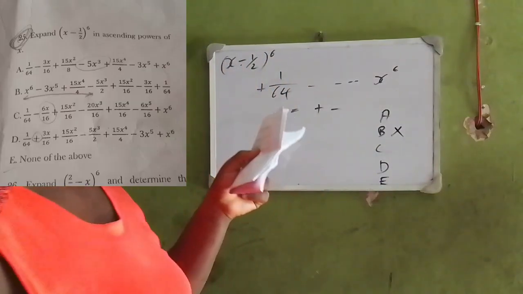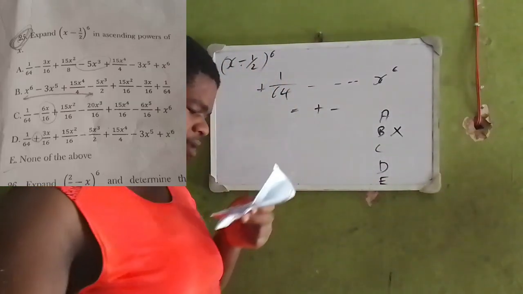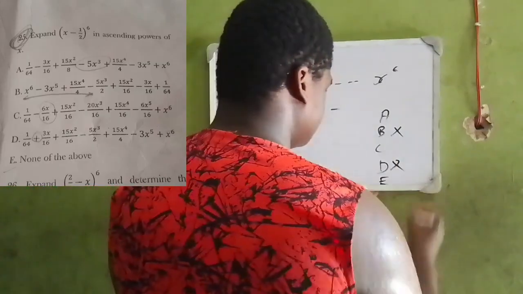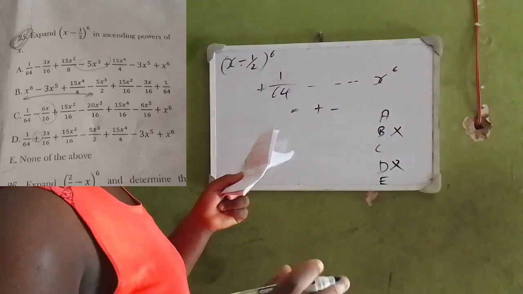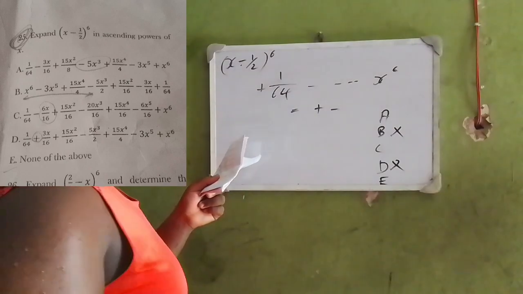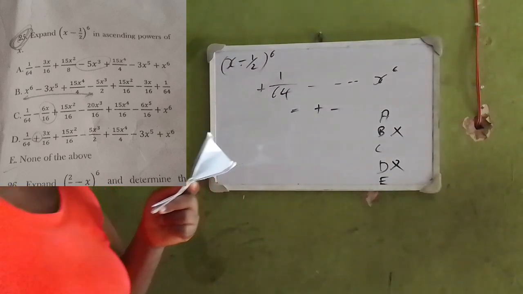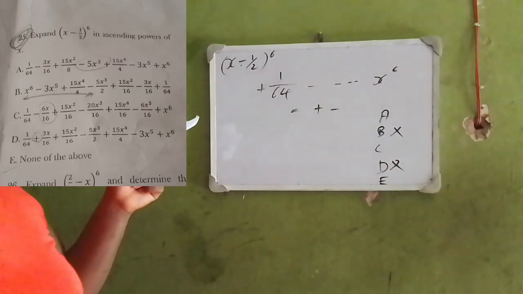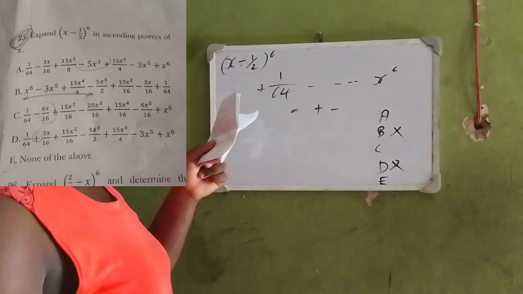So let's cancel some options. It should alternate between plus and minus, plus and minus. So option D does not alternate, so option D is wrong. Option D is plus, plus, minus, plus, so it does not alternate. So that one is going to be wrong. The rest of them alternate.